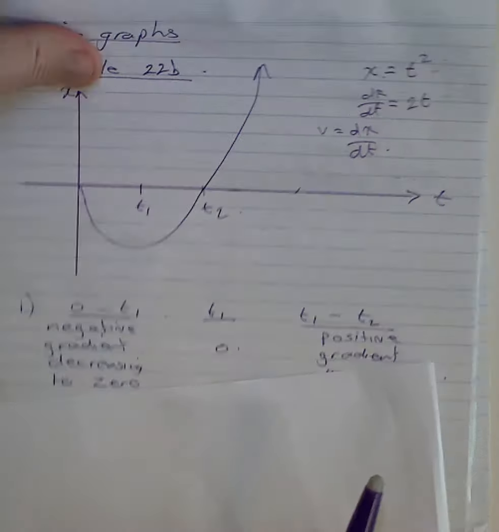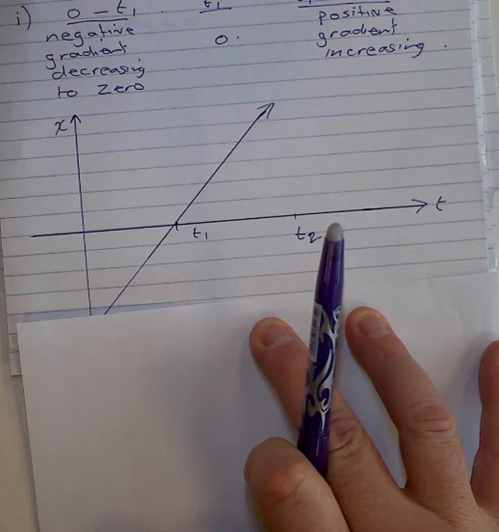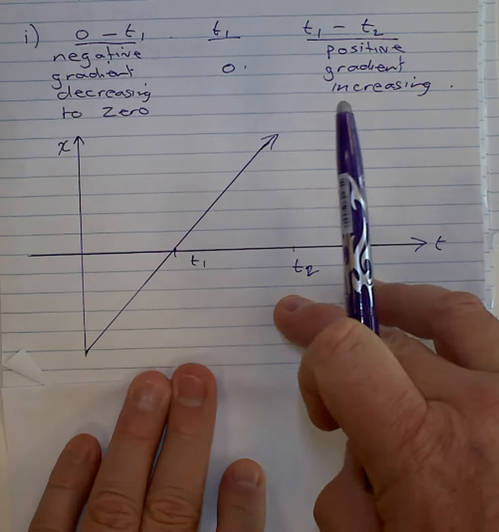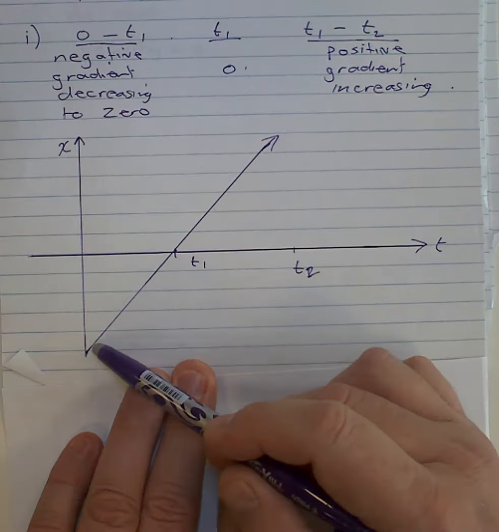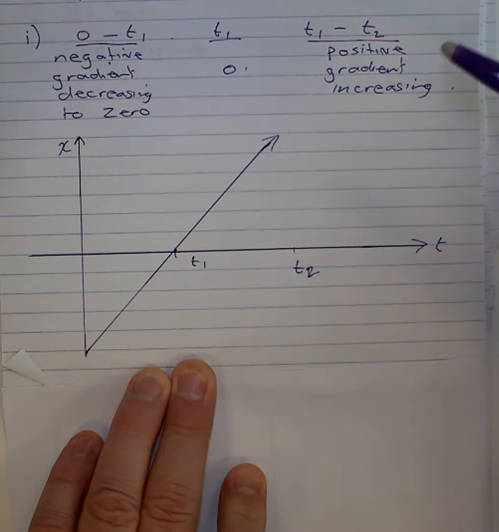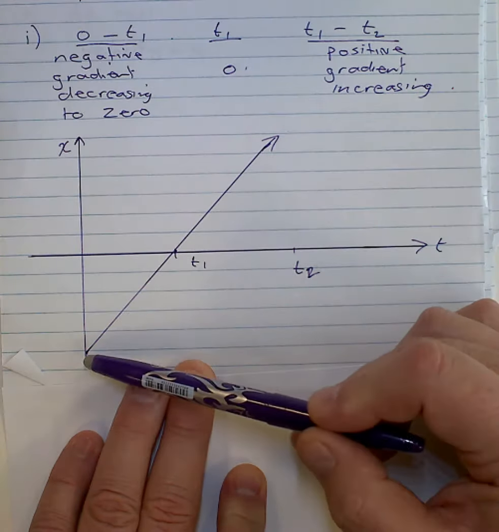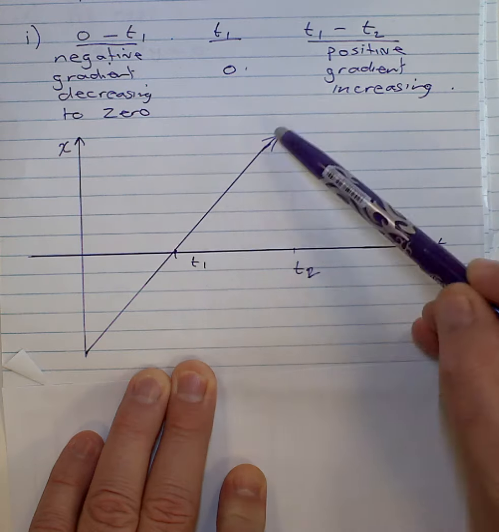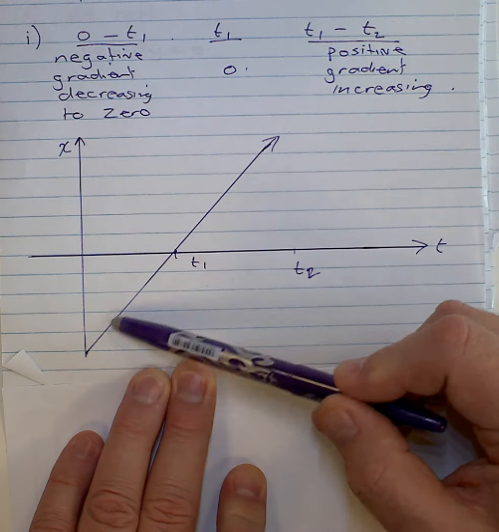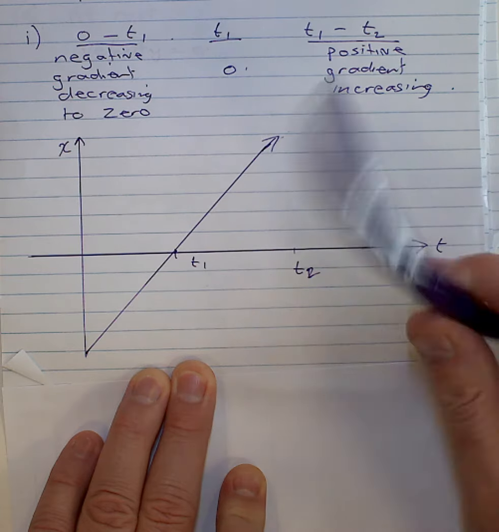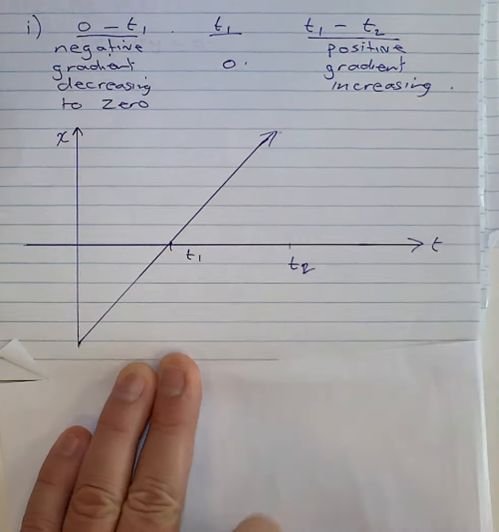So I've got all this information here and I just need to put it together in the next graph. I know that from 0 to t1, I've got a large negative number that decreases to 0. I know it's a straight line because it's parabolic in shape. So the derivative is a straight line. It's negative, goes to 0, and then it's positive. So this graph here is a graph of the velocity.